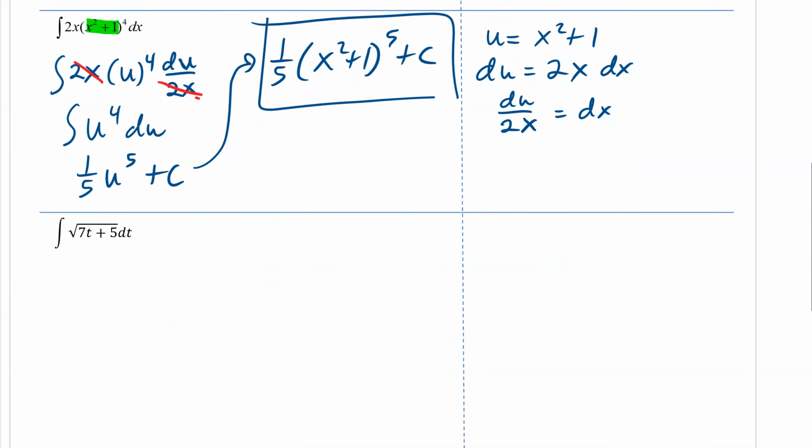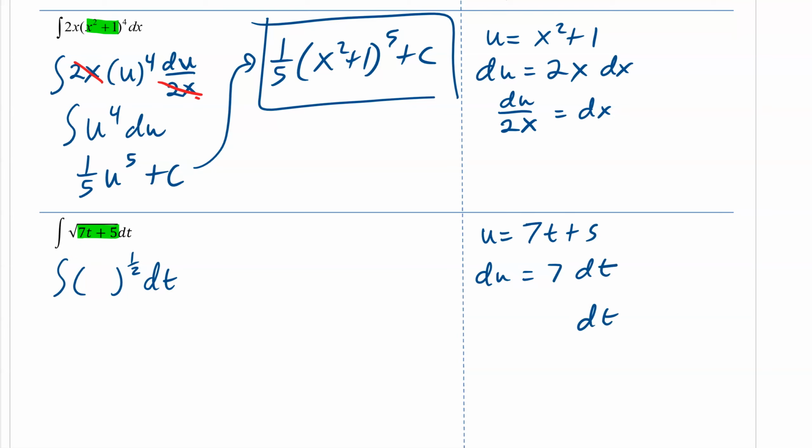All right, this also works with radicals. So if you see a radical, remember this is also just another way of writing to the 1/2. So it's still in a parenthesis. So our u is 7t plus 5. So our du would equal 7. And again, this is a t now. So instead of writing dx, I write dt. We solve for dt to replace it. So now we can say, well, that's u, because that's 7t plus 5. And our dt is du over 7.